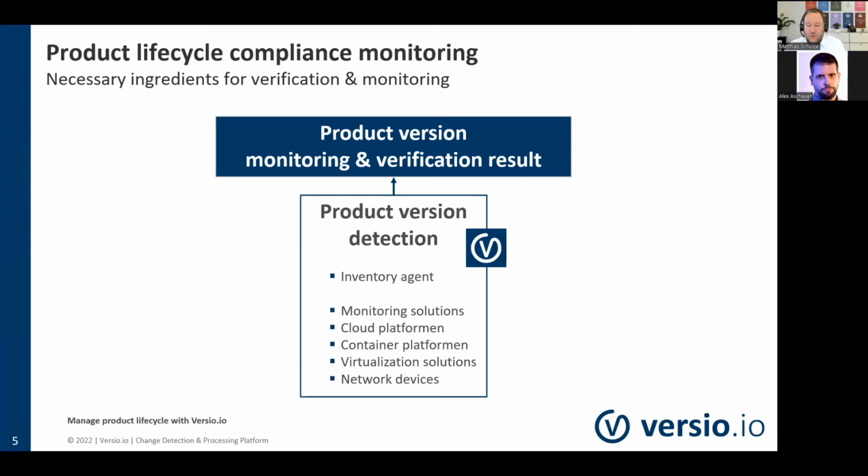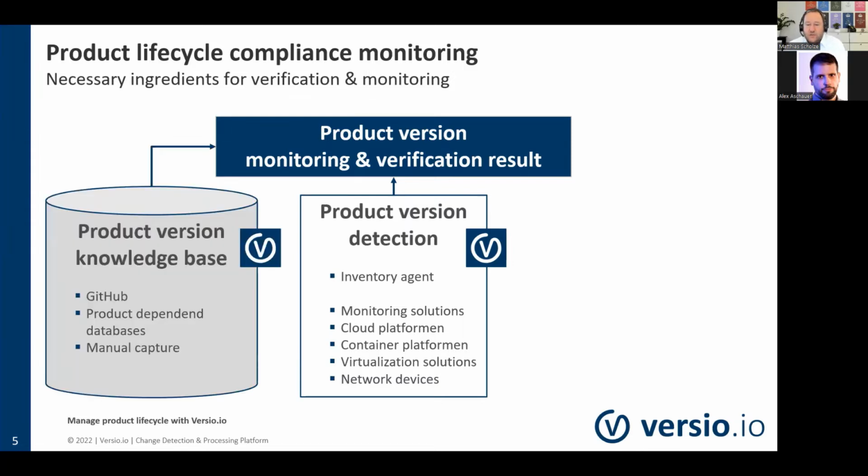Next, we need information about all versions of a product to be able to match them with the characteristics of the detected versions. In most companies, we see that these are manually collected from the manufacturers' websites and managed in Excel. In Version.io, we offer a daily updated product version content database for you.